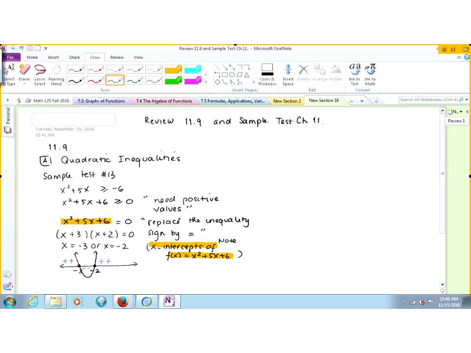Now, which values do we need? The positive or the negative? The positive. How do we know? How do you know we need positive values? Because it says here we need something that is greater than 0. So my solution would be what? Negative infinity to negative 3 bracket, union, bracket. Yes, that's right. Okay. So this is quadratic inequalities.